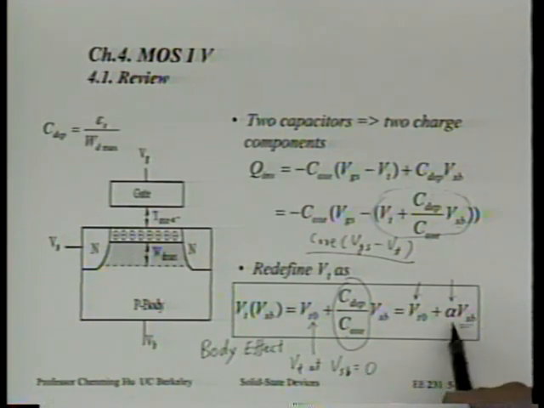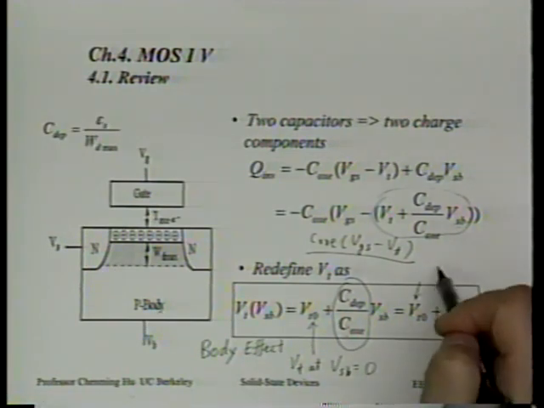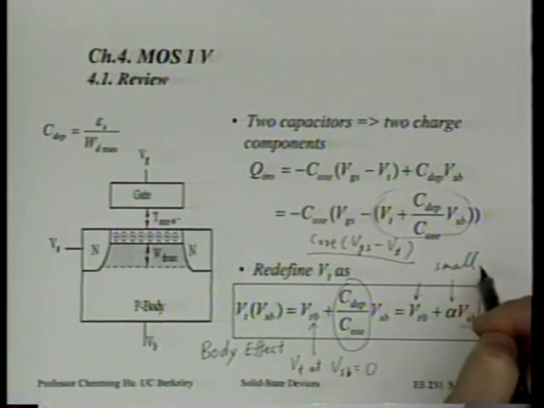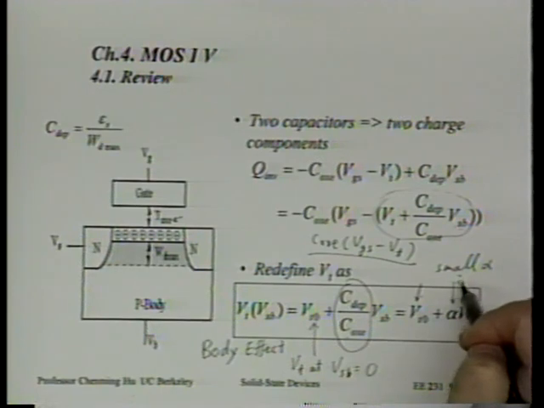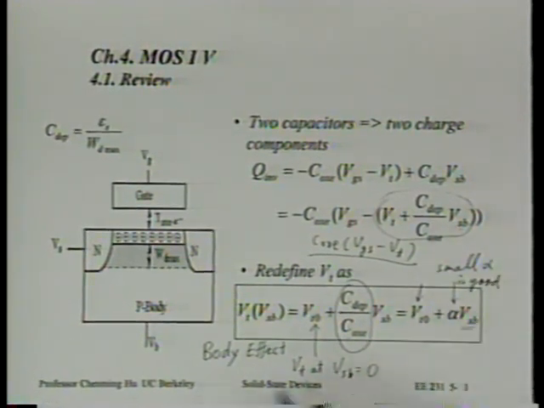Do we want large alpha or small alpha? In general, for circuit performance, we want small alpha. Small alpha is good. In other words, we don't like to have body effect. If we can get rid of body effect, it's supposed to be a good thing for circuit performance.